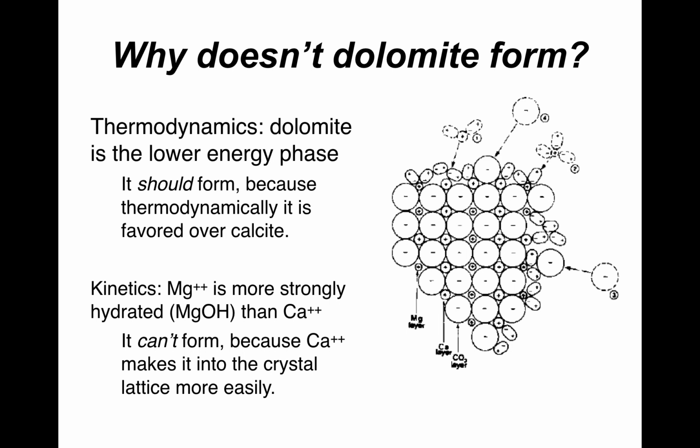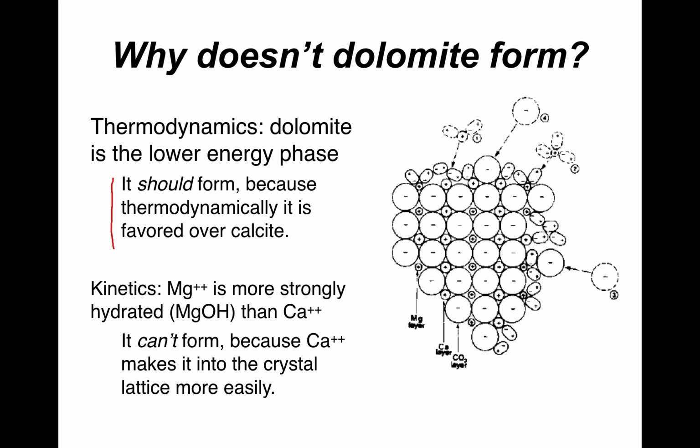Dolomite is, thermodynamically at least, the most stable, lowest energy type of carbonate that should form. So dolomite should form because thermodynamically it's favored over other minerals like calcite or aragonite that are less stable. However, in order to make it form, you've got to get magnesium into the crystal structure. And we talked about this earlier.